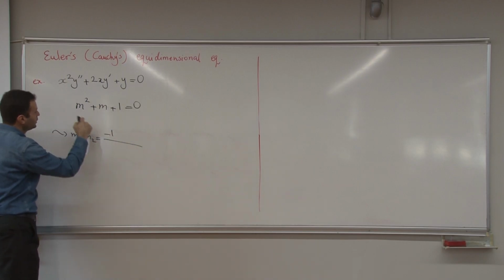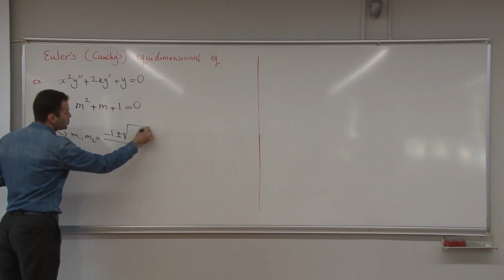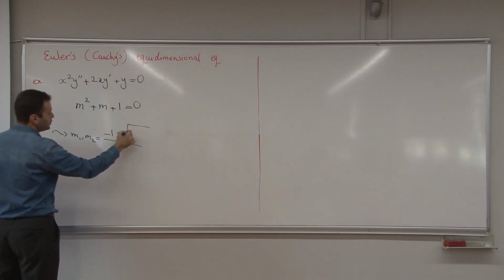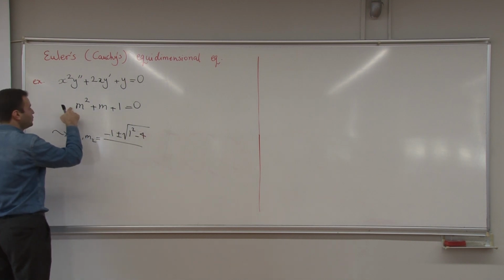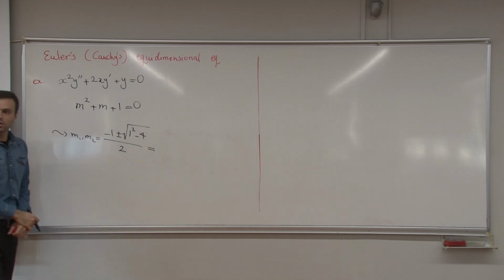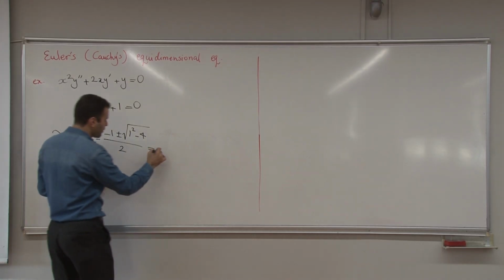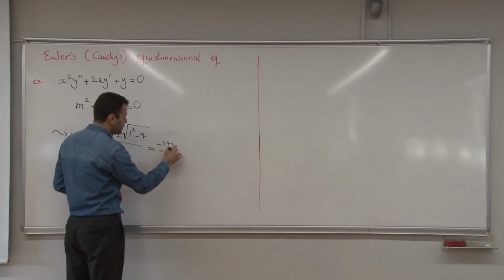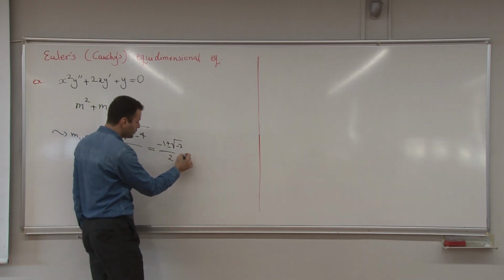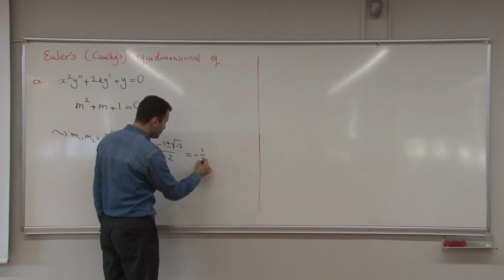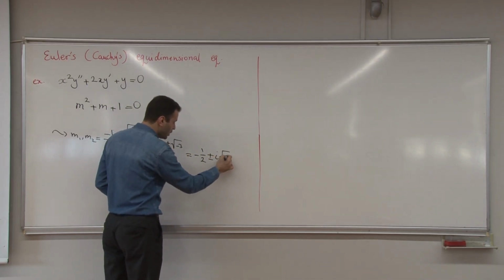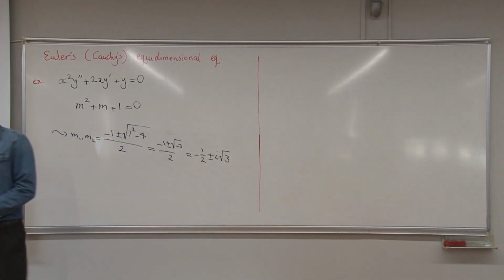Minus 1 plus minus the square root of 1 to the power of 2 minus 4 times 1 times 1, okay? Divided by 2. So what is our roots? Plus minus. And what should I write for this one? Minus 1 divided by 2 plus minus i times square root of 3. Okay?